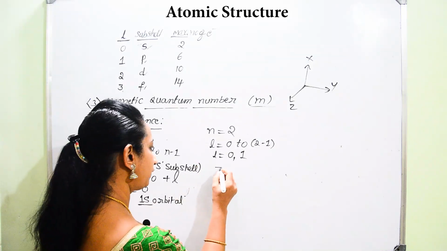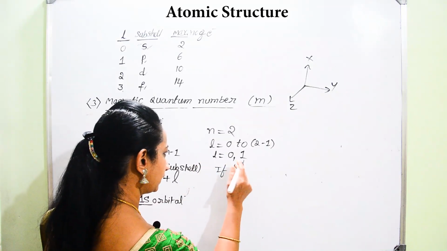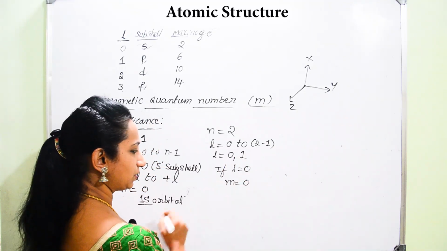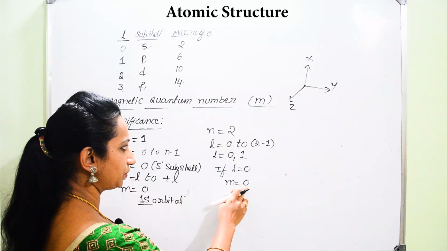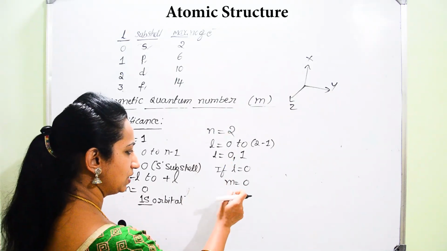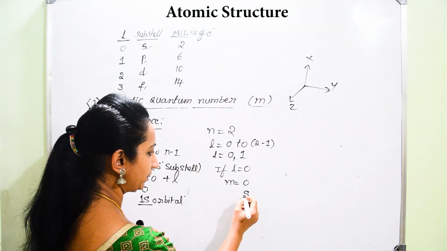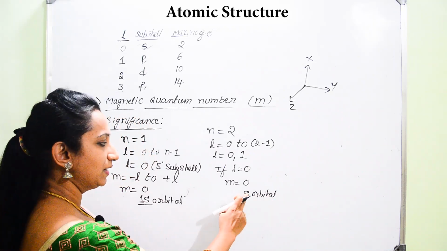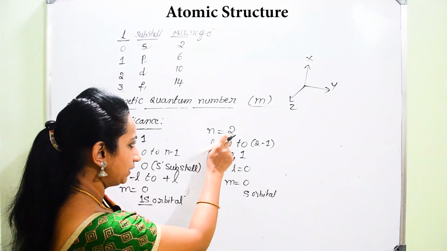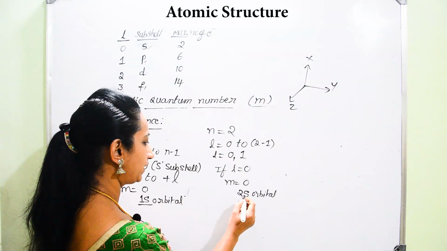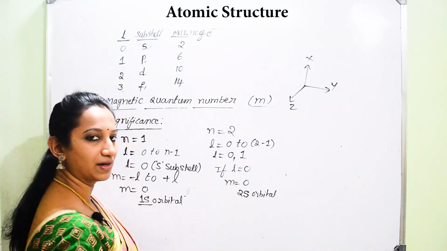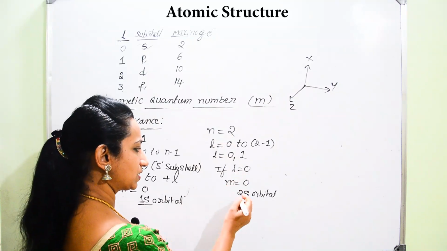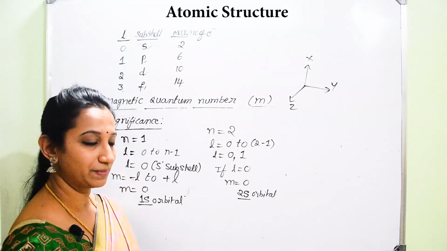Now if L is equal to 0, then m is equal to 0. Of course m is also equal to 0. You know the value of n is 2 also. Therefore it is representing which orbital? Of course s orbital. But what is the energy level it belongs to? It belongs to the second energy level. Therefore it is named as 2s orbital. Got it? If n is equal to 2 and L is equal to 0, it is representing the 2s orbital.